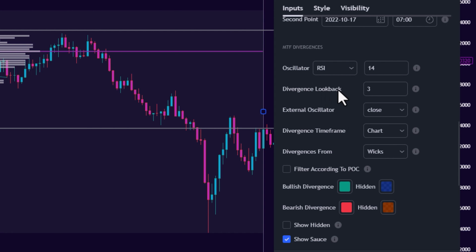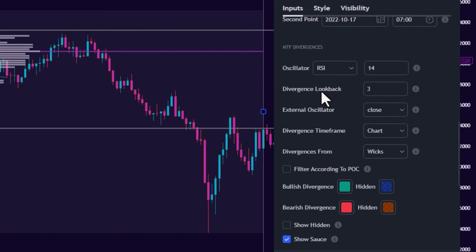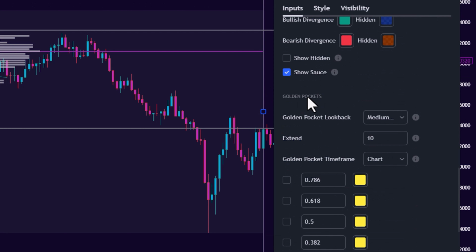Divergence lookback. Lookback period used to track oscillator tops and bottoms. Divergence will be detected N bars after an oscillator top-bottom, where N is the specified lookback period. Golden Pockets. Golden Pocket lookback. Period used to calculate golden pockets. Options include short-term, medium-term, and long-term.